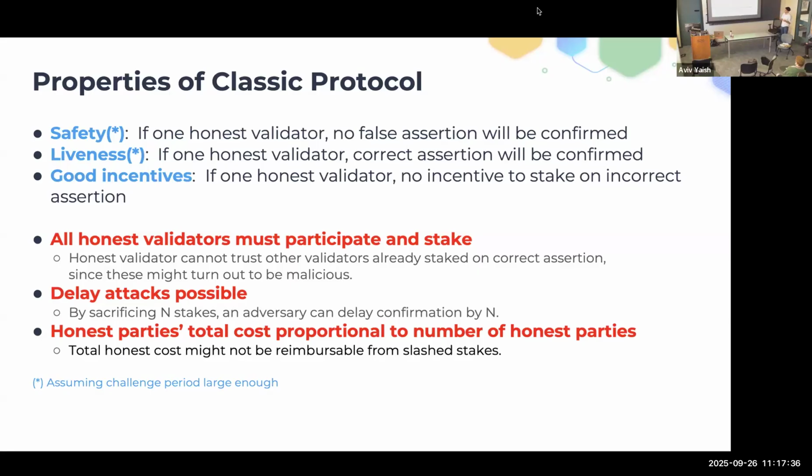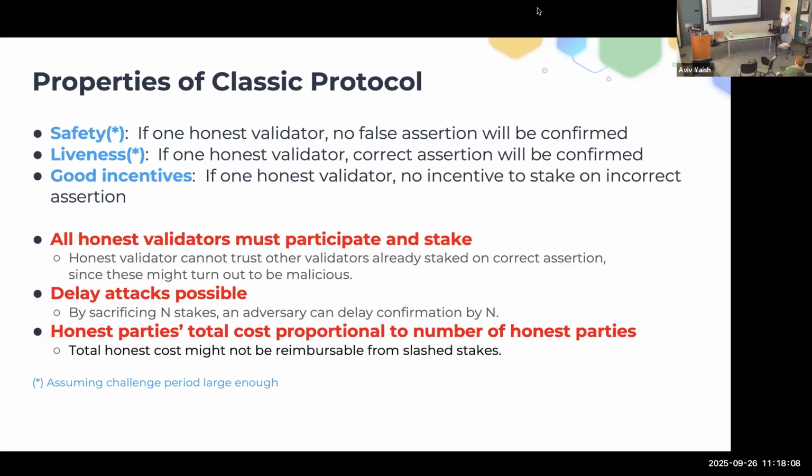First, all the honest validators. So imagine that there is a group of honest validators which are disconnected from each other, and all of them want the correct state to be confirmed. But they do not trust each other. They do not know who they are. And so every one of them must participate, because an honest validator, if he sees that Bob there staked on the correct assertion, he can't be certain that Bob will win, right? So if you're an honest validator, you must participate and put a stake accordingly.